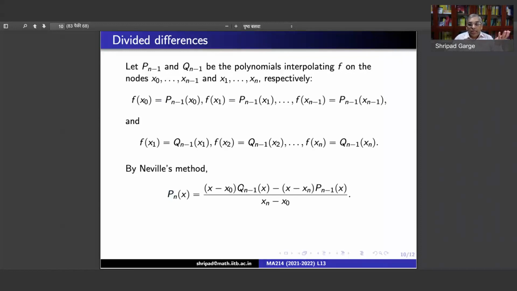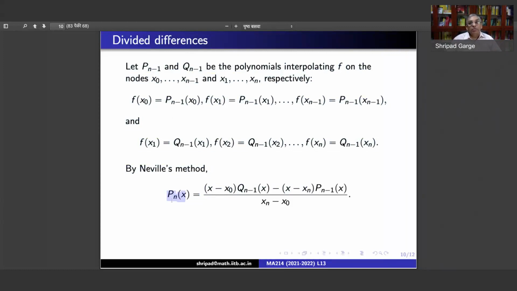You have removed x0 from qn minus 1 because qn minus 1 was only from x1 to xn. So I put x minus x0 as a coefficient of qn minus 1, and xn has been removed from Pn minus 1 because you went only up to xn minus 1 there. So I put that back and divide by xn minus x0. We know how to make sure that we have the correct sign for the denominator, and lo and behold, we got Pn(x) outside.